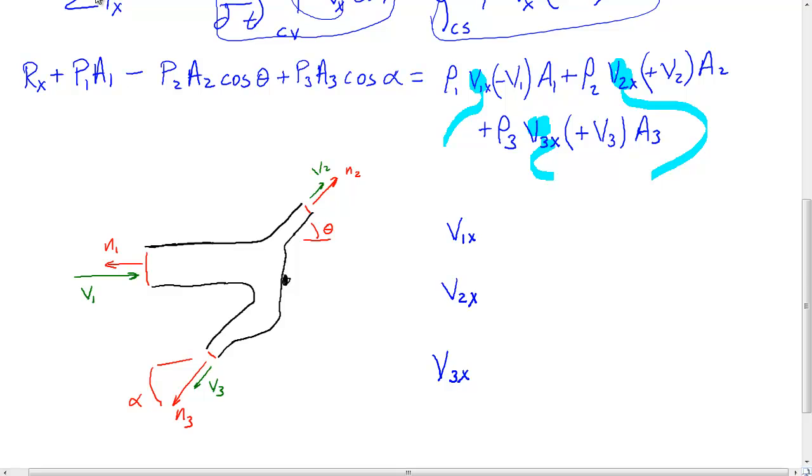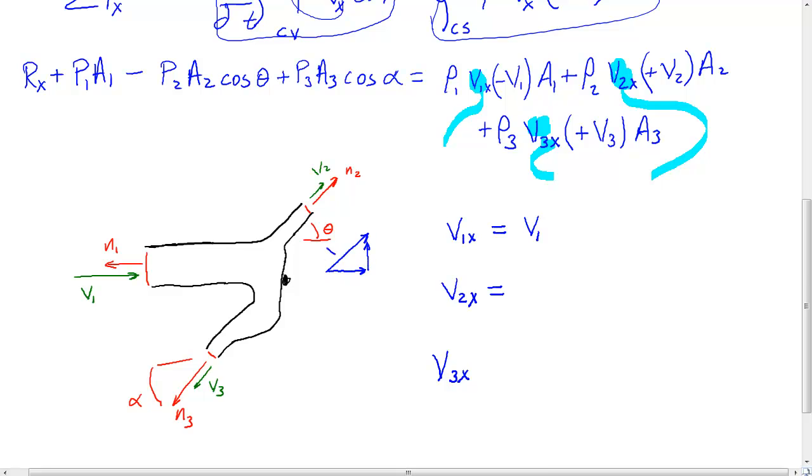And it's very important that I break these into their proper components. Now V1, the x component, is just V1. Now V2 is not that way. So let's draw it over here to the side.